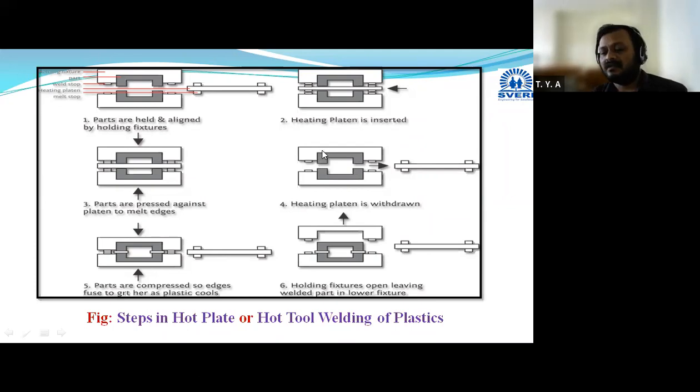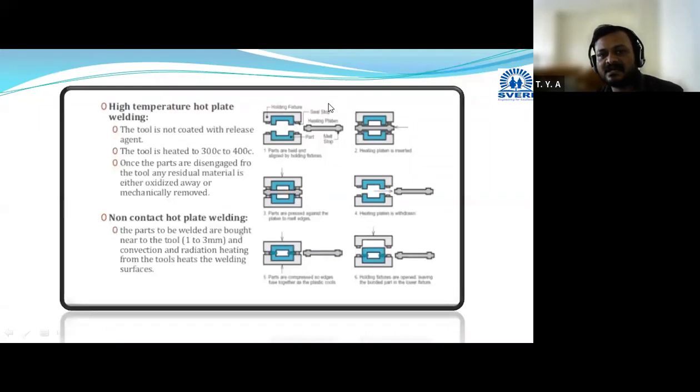Okay. Now, after discussing the working principle of this hot tool welding or hot plate welding, now we will discuss the types. There are two types of hot plate welding. You can say this is the first type, and this is the second type, that is non-contact hot plate welding and contact hot plate welding. Here, instead of high temperature hot plate welding, you can use the word contact hot plate welding, and the second type will be non-contact hot plate welding.